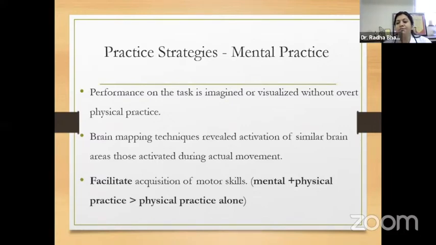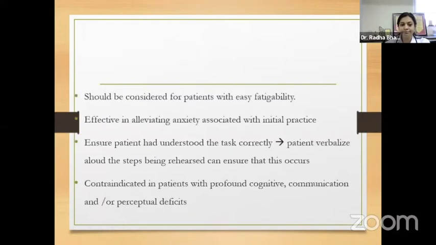So your concept of mental imagery, motor imagery, should be chosen for patients who, first of all, are cognitively well so that they can retrieve, visualize or imagine the tasks, but don't have that much endurance or effort. Here you can mix mental practice plus physical practice. Even before performing the task, you can have the mental practice done, and then ask the patient to physically do the task. So that is one thing that you can use.